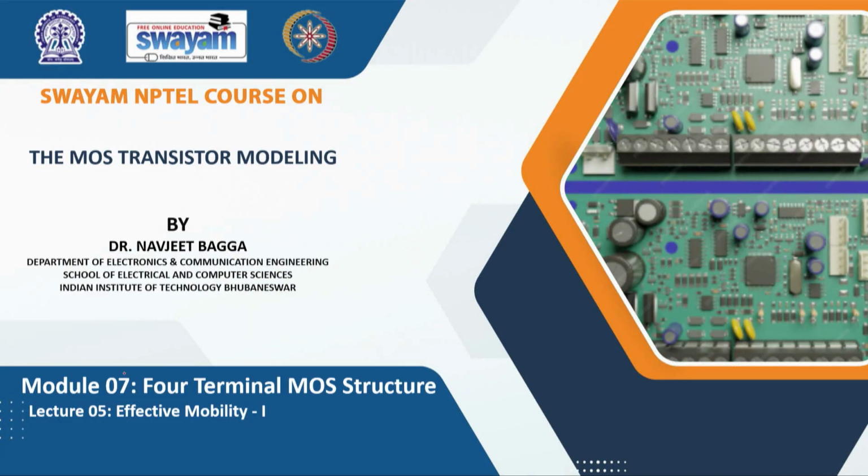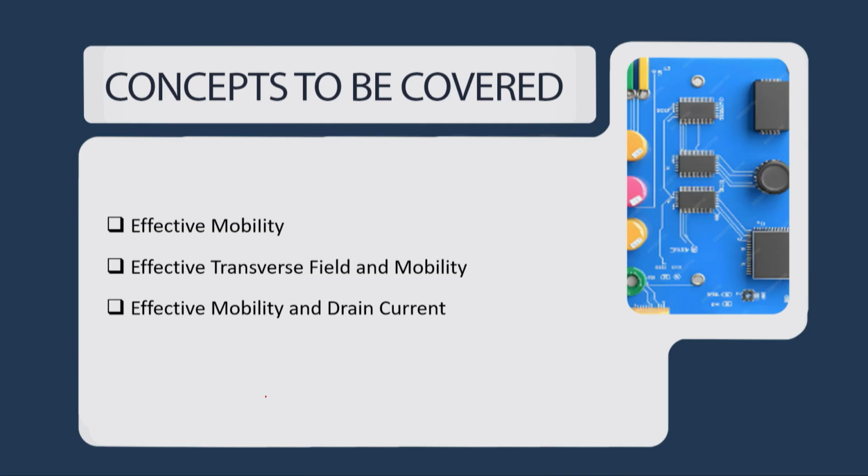We are in module 7, lecture number 5. In this lecture, we will see what is effective mobility as far as our MOS transistor is concerned. We will also see how this effective mobility is dependent on the transverse field and how we can incorporate this effective mobility concept in drain current.